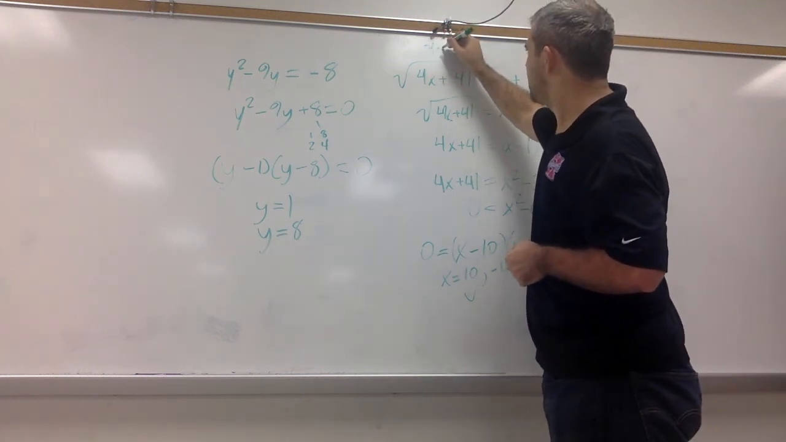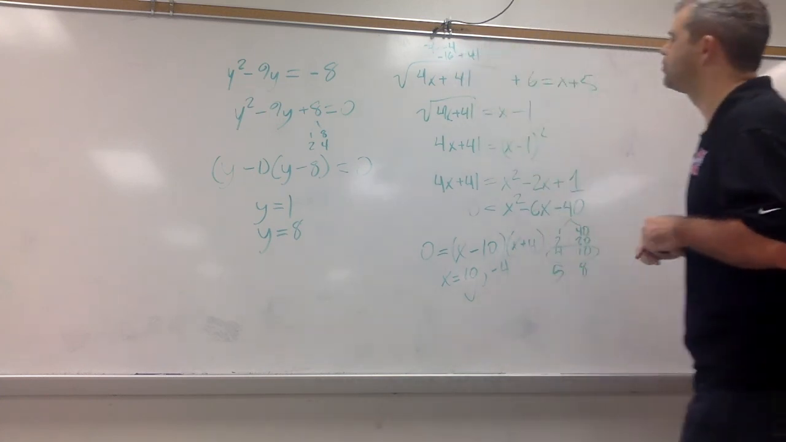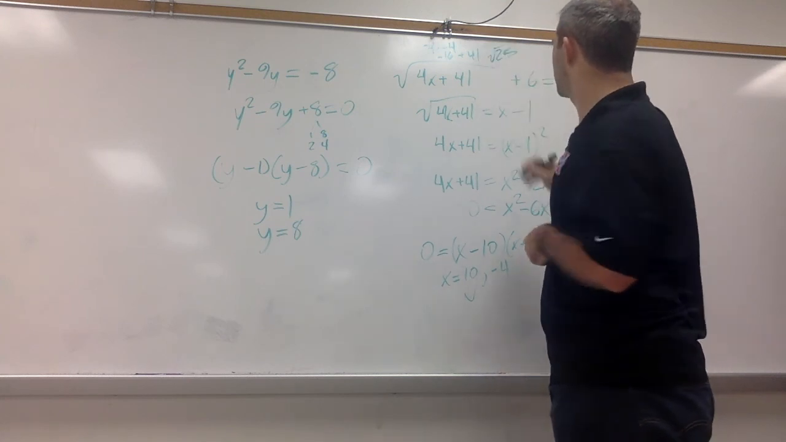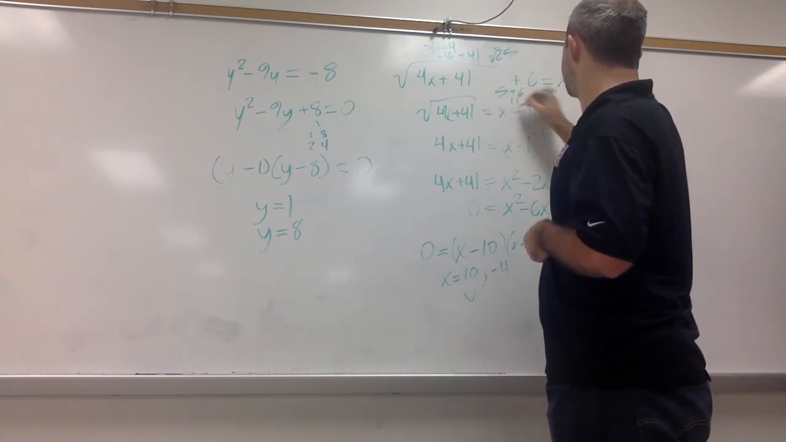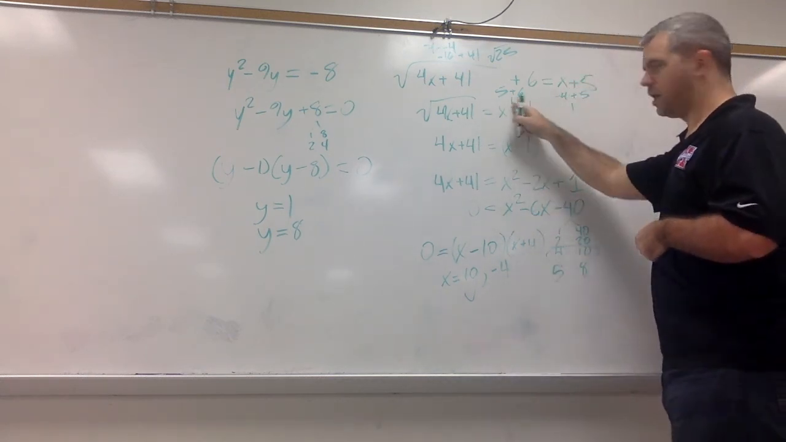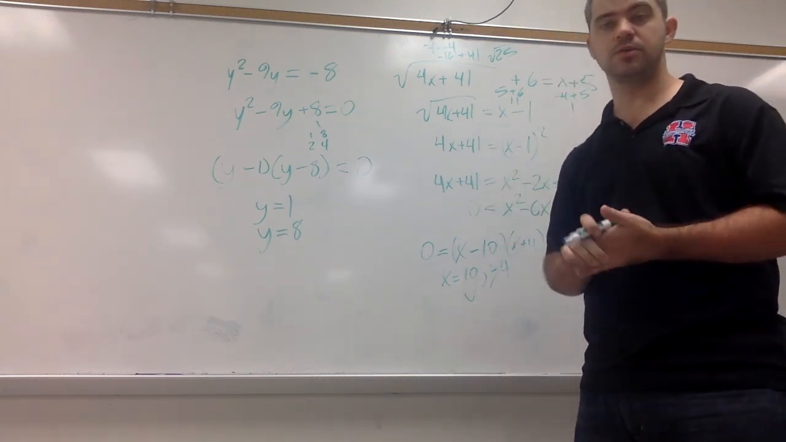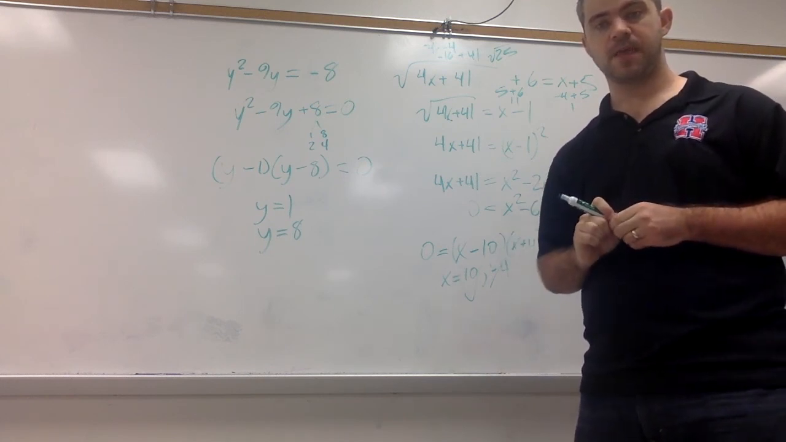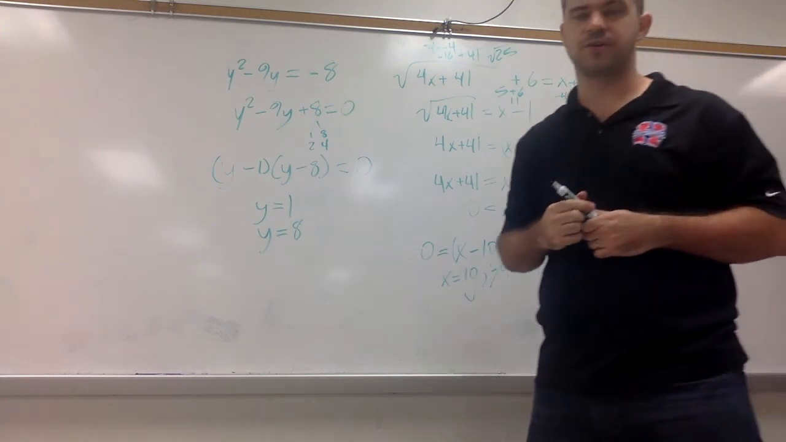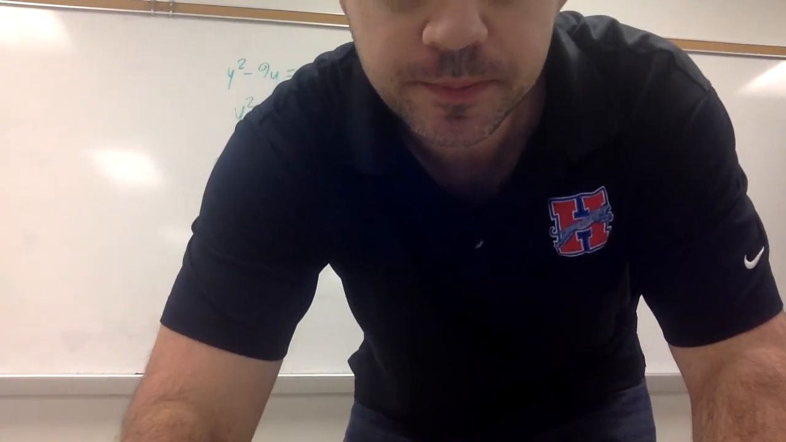So 4 times -4, that's -16. Plus 41, that's 25. So square root of 25 is 5. 5 plus 6 is 11. -4 plus 5 is 1. 11 doesn't equal 1. So that is an extraneous solution. So your only solution here would be 10. Okay, please, please, please, whenever you square both sides, you have to check for an extraneous solution to make sure it works. All right.